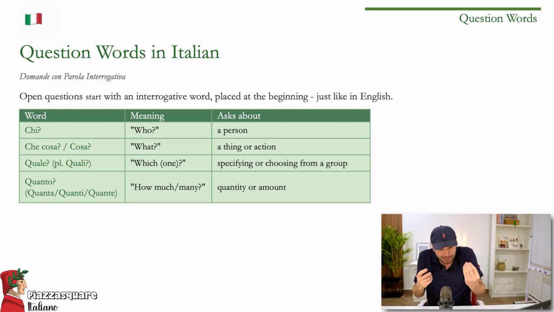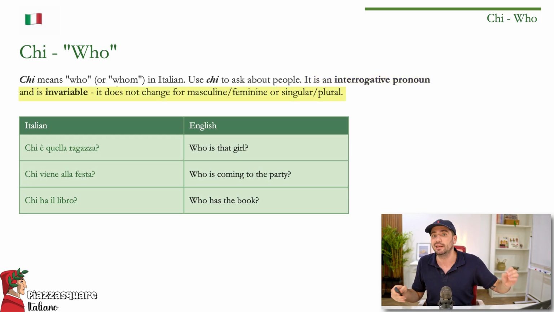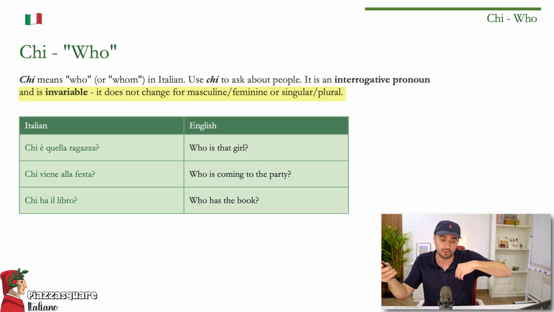First one, chi, who. Use chi to ask about people. For example, who someone is or who is doing something. Chi is an interrogative pronoun. It stands in the place of the person's name. It's invariable, meaning it does not change form from masculine to feminine or singular, plural. You simply use chi for any who question. Some examples of questions with chi.